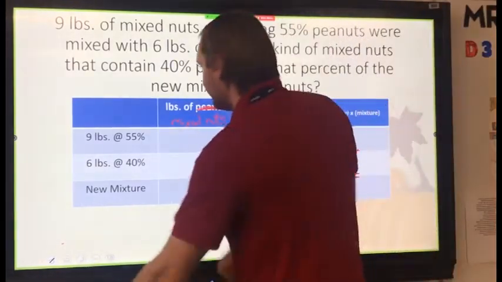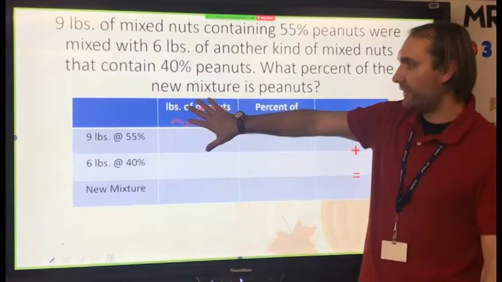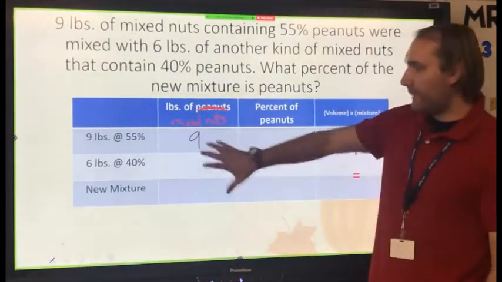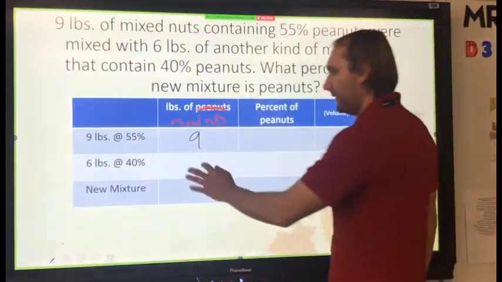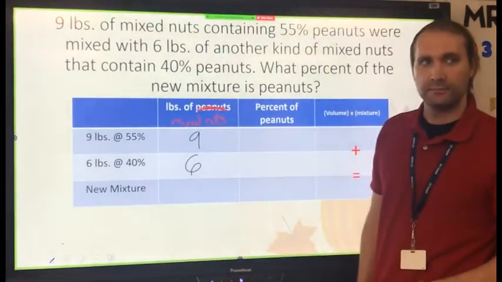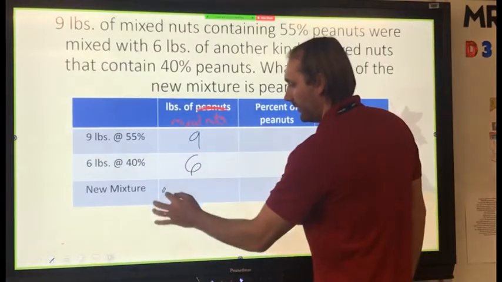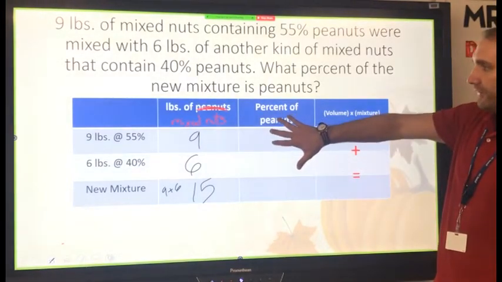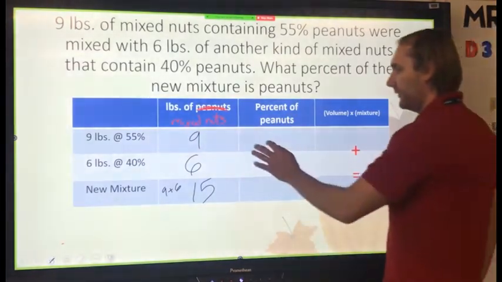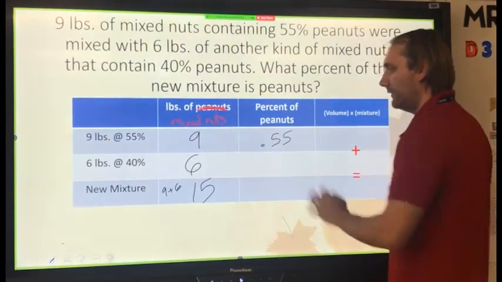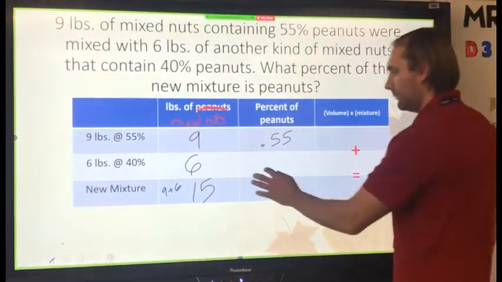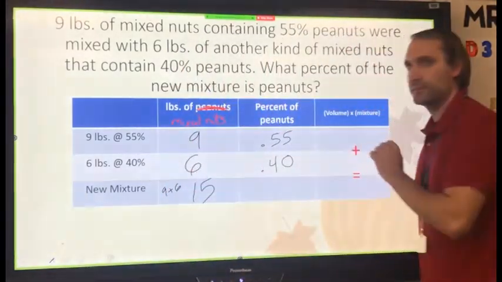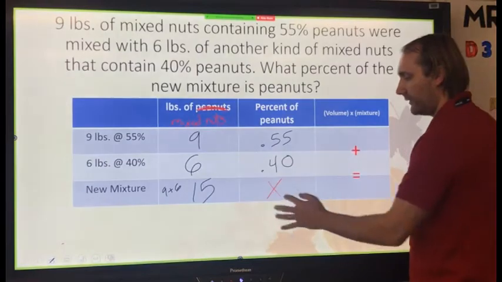Alright, let's fill out this table. Do I know how many pounds my 55% nuts is? Yes, it's 9 pounds. Do I know how many pounds my 40% nuts is? 6 pounds. Do I know my total mixture? 9 plus 6, it's going to be 15 pounds. Now let's convert our percentages into decimals. 55% is 0.55. 40% is 0.40. Do I know the concentration of my mixture? No, that's X.